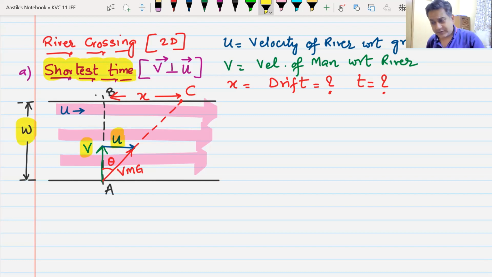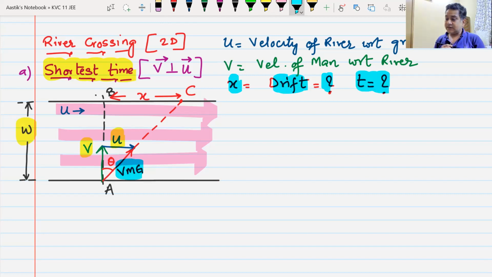Now, there are different number of ways in which you can solve this. I will tell you all the different ways, all the different combinations. You just have to understand them, remember them, and whenever a question comes, apply them, and you will get the answer. What all things can be asked? As I told you, one thing that can be asked is x, the drift. The other thing is the time. The third thing is VMG, velocity of man with respect to ground. The fourth thing is the angle theta.